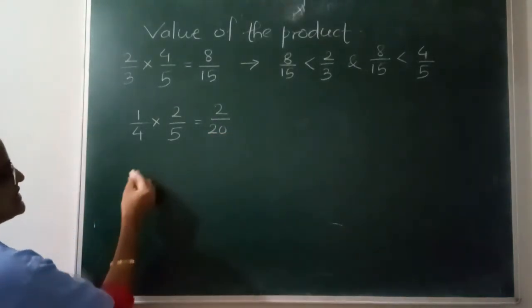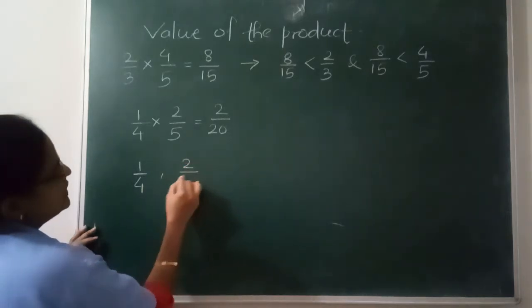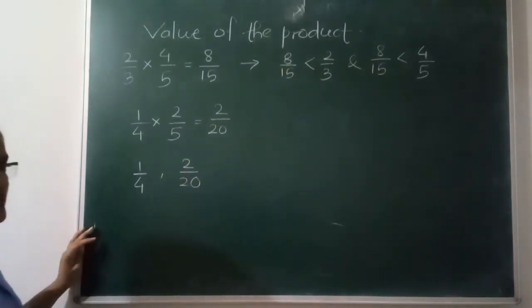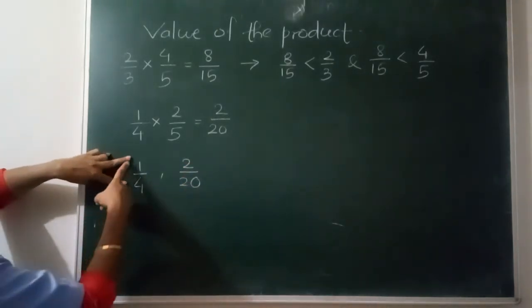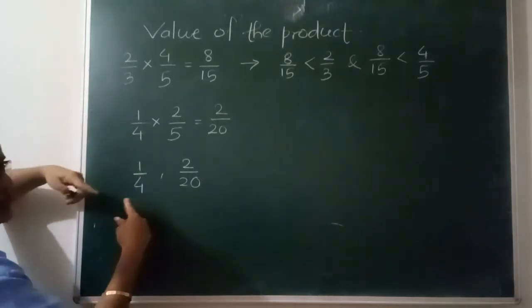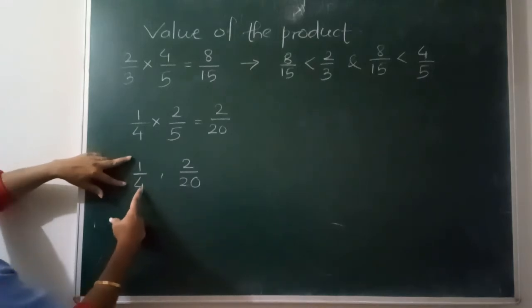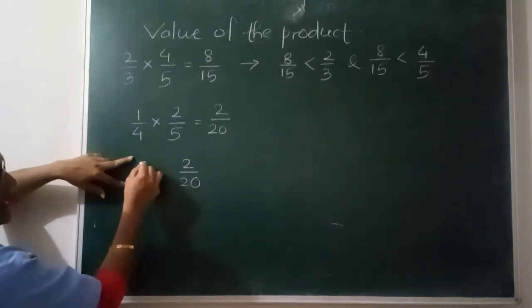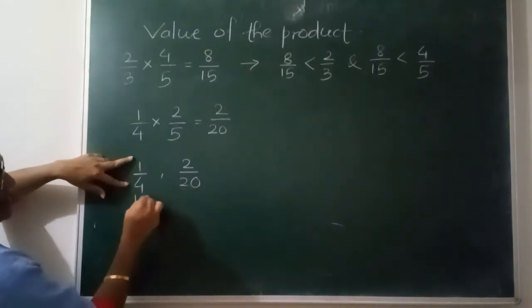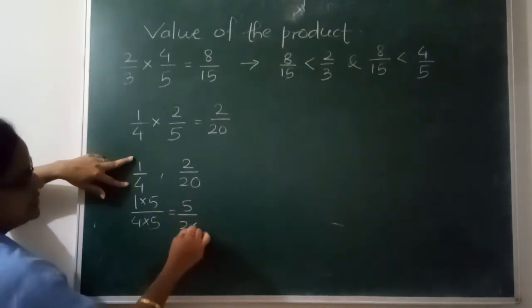Okay. So in this case what happens? See, I have to compare 1 upon 4 and 2 upon 20. Right. So here I will multiply by 4, or 2 even as you wish. Now I am going to show you how to make the denominators equal and compare them. So in order to make this denominator 20, I will multiply this fraction by 5. And so it will be 5 upon 20.